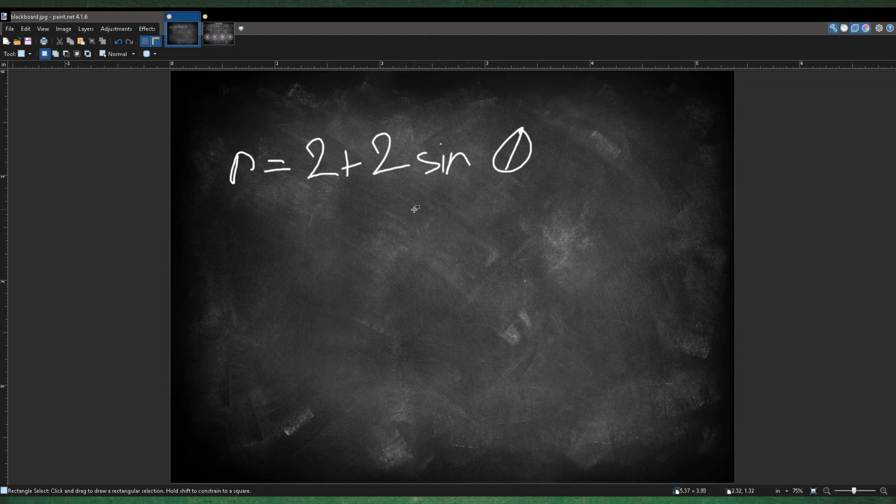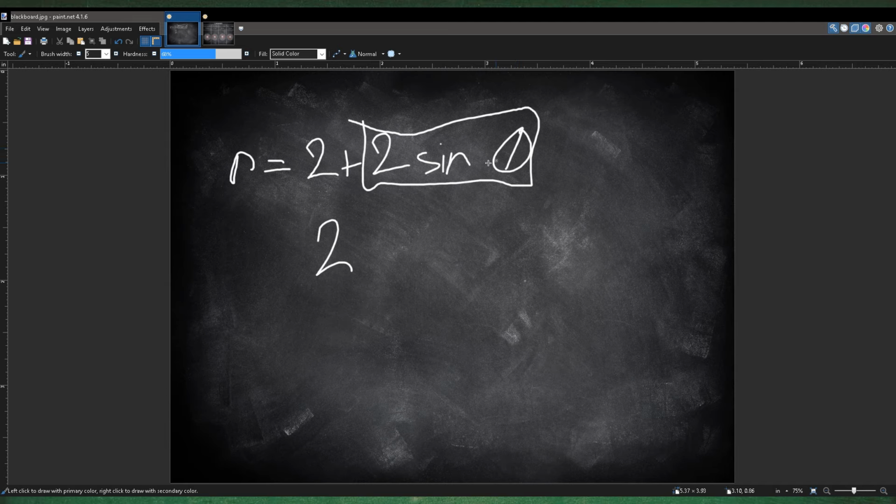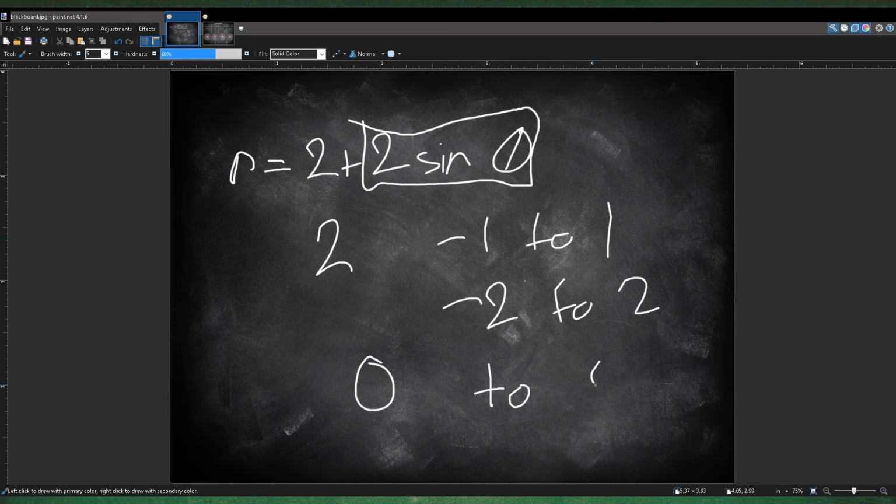Because you could also just think logically about it. Let's say you have a 2, right? And you have sine of theta. If you know your trig, sine of theta can only go from -1 to 1. So if this is 2, then it can only go from -2 to 2. So basically, the radius is going to go from 0 to 4.